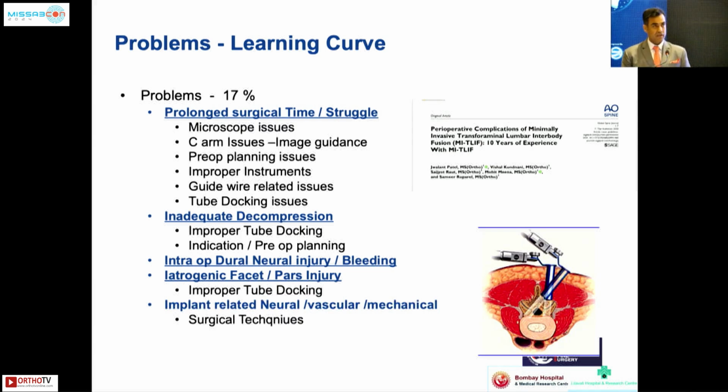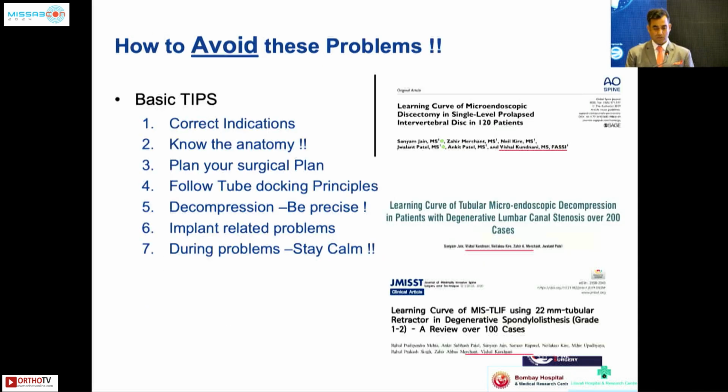Microscope-related issues, C-arm-related issues. Either you are not accomplished to maneuver an implant or instrument or armamentarium, or you are not equipped to have them in your OT. Improper tube docking principles, which is the most important aspect. If you master that, 90% of the problems can easily be averted. And surgical technique related problems again can lead to disastrous issues.